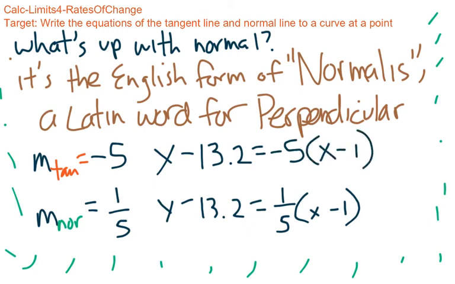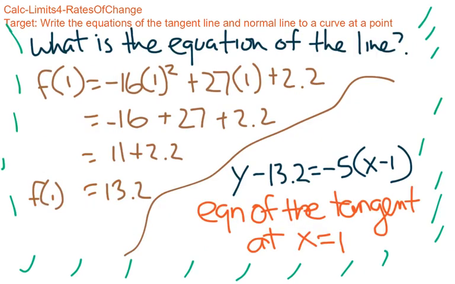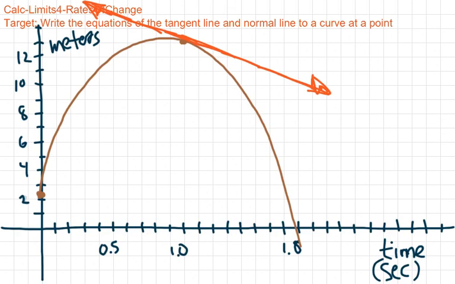No need, absolutely no need to simplify that. It's wonderful how it is, because we can look at these equations and see that at 1 comma 13.2, the slope is -5 for the tangent line. At 1 comma 13.2, the normal slope is 1/5. So let's see that normal line. It would look exactly perpendicular to the tangent at that point.